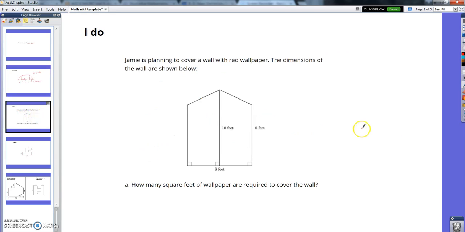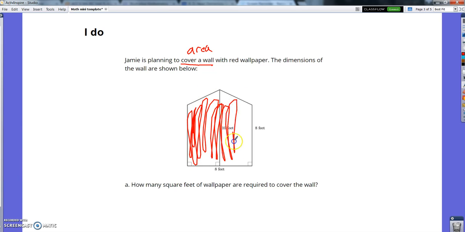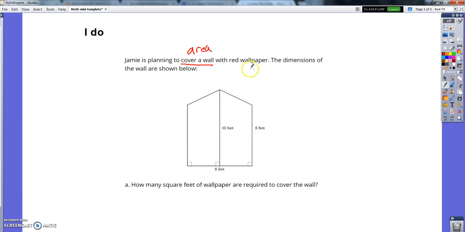So here we go. Jamie's planning to cover a wall with red wallpaper. That's a common area question. We're going to cover something. Wallpaper would be like covering the inside, right? So that's an area kind of question. The dimensions of the wall are shown below. How many square feet of wallpaper are required to cover the wall?